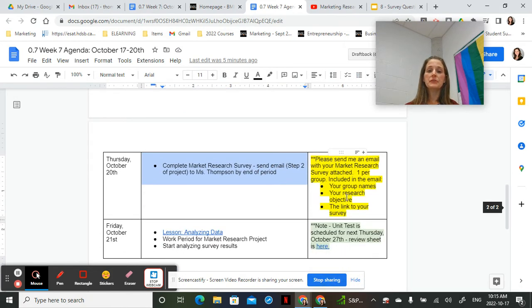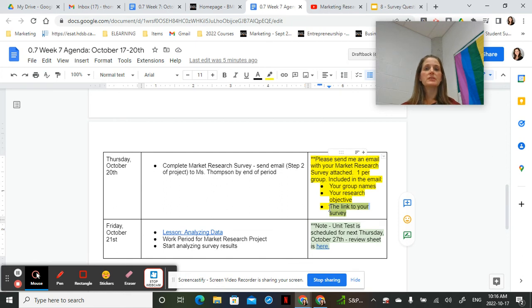Your survey has to be generated and you do need to send it to me over email, ideally by the end of the period, no later than tomorrow. You've had the last few days really to work on all of these things, so you should have this cleaned up and sent to me by absolutely no later than tomorrow. You're going to send me one email per group. If you're in a group of 3, one of your group members is going to send me an email. In this email, you're going to include your group names, your research objective, and the link to your survey.